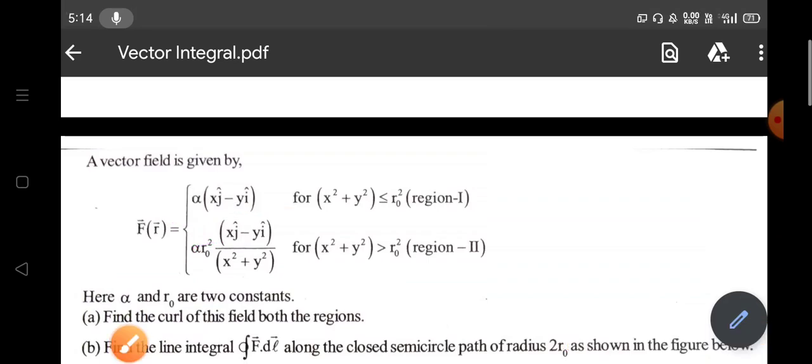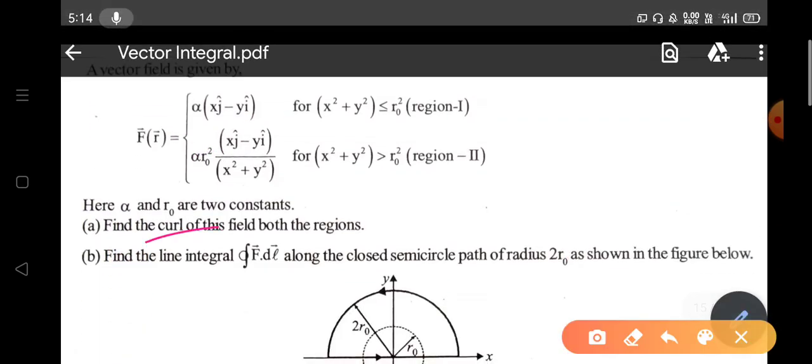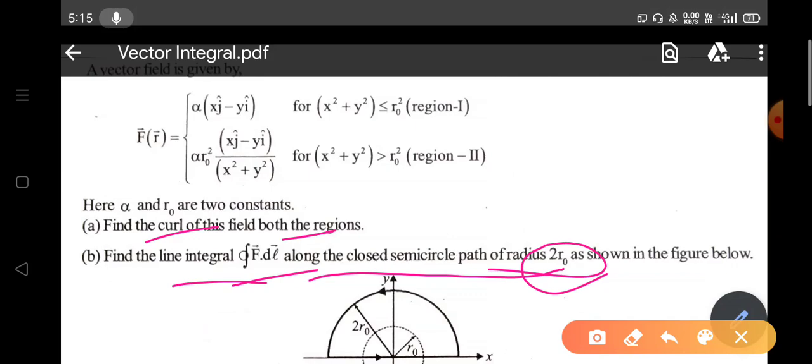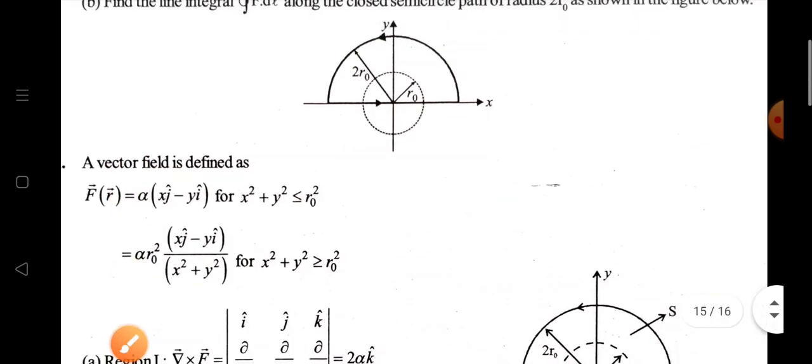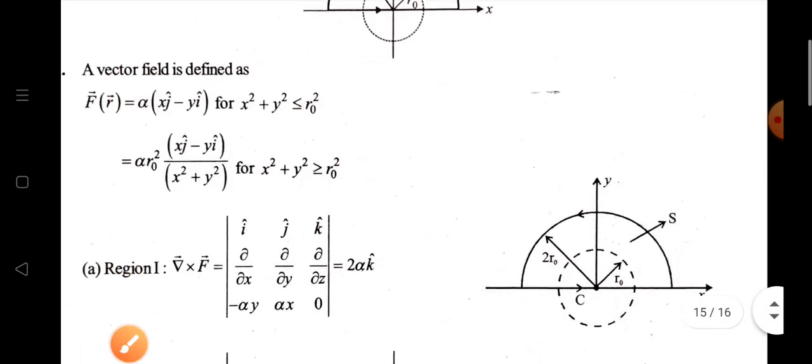Okay, so first, the question is to find the curl of the field in both the regions. Then the question is to find the closed line integral of F dot dl along the closed semicircle path of radius 2 r naught as shown in the figure below. So the first, there are two regions.